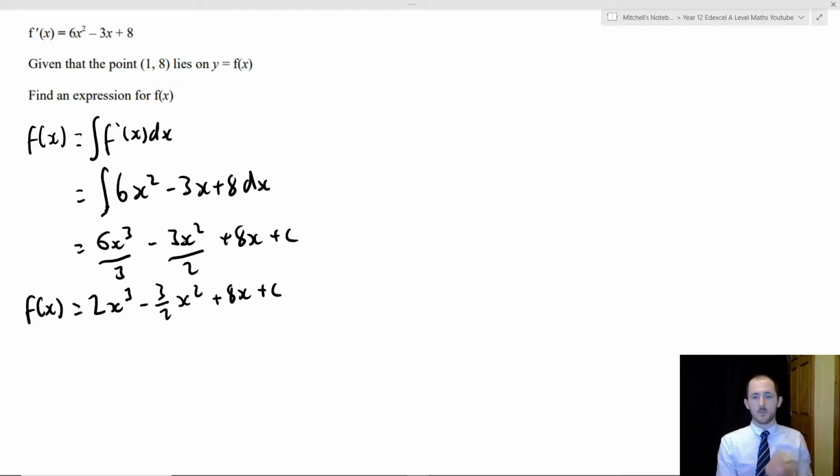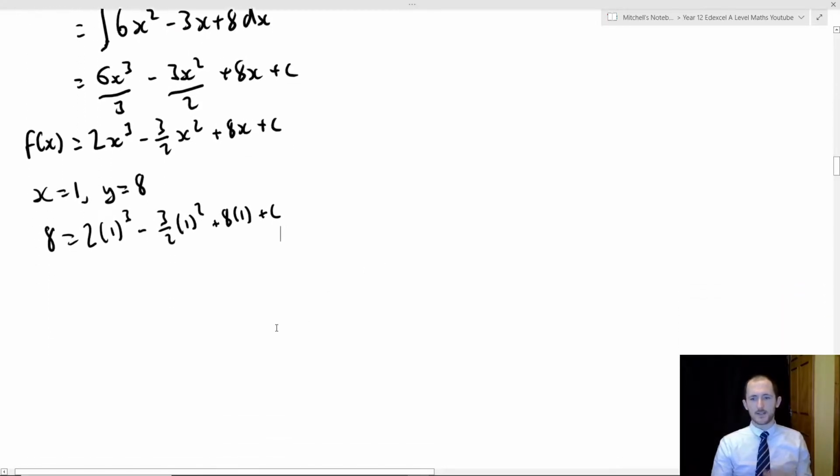There can be only one letter in your answer. So we know that when x equals 1, y equals 8. Or rather, I should write f of x, but I haven't in this case. So 8 equals 2 times 1 cubed minus 3 over 2, 1 squared plus 8, 1 plus c.